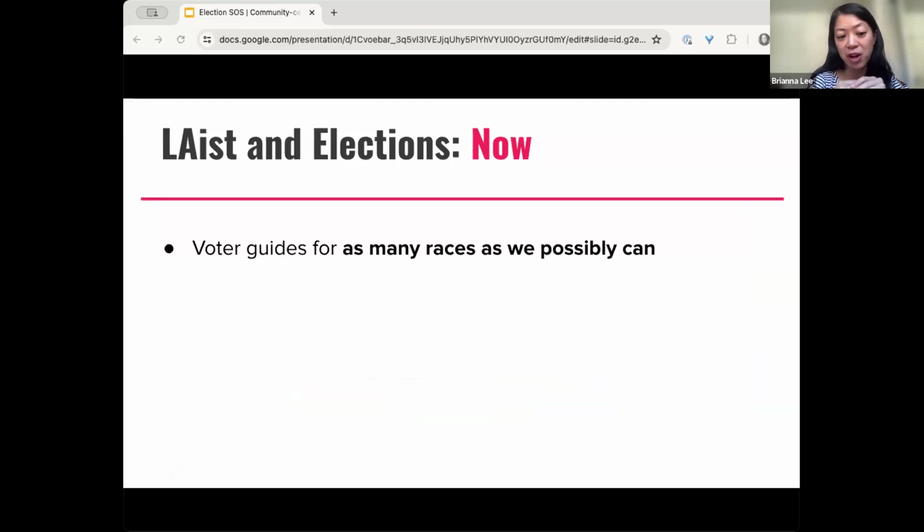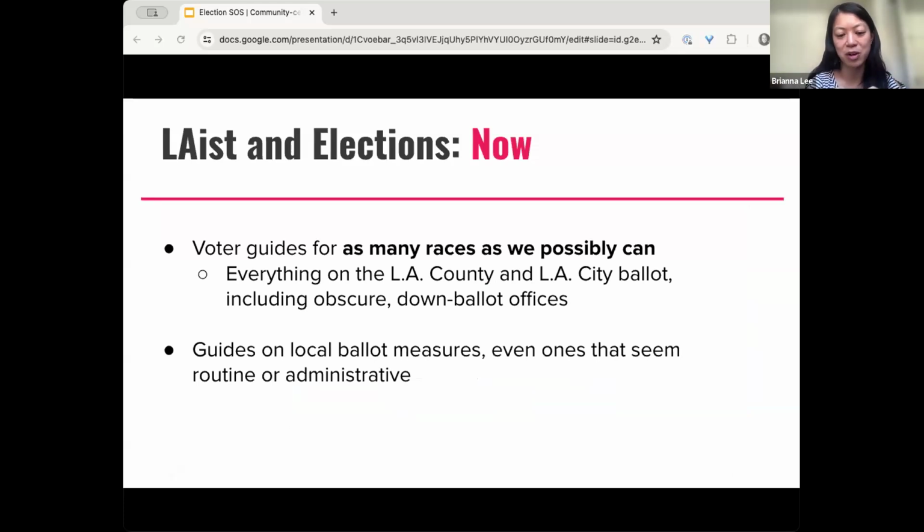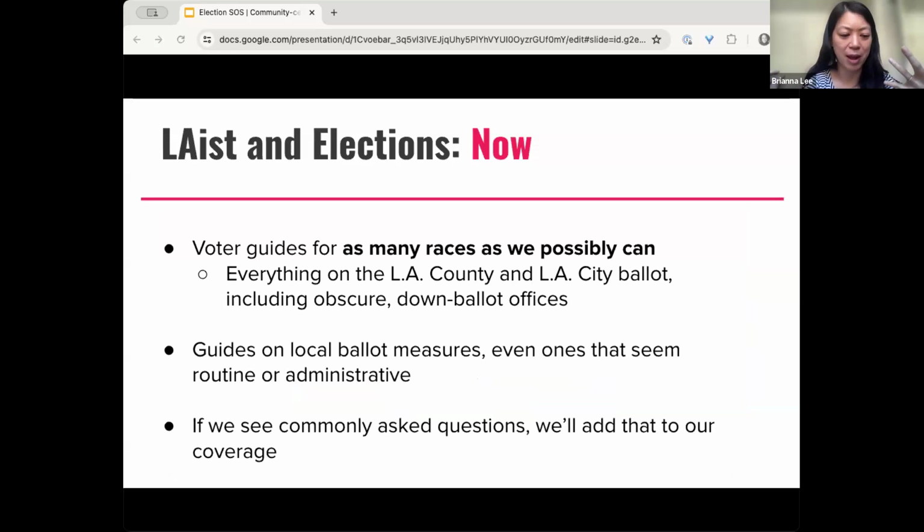Now we produce voter guides for as many races as we possibly can. It doesn't matter if people deem it important or not. At a minimum, it means every single race that will appear on the larger LA County ballot and the LA City ballot, including those very obscure down ballot ones nobody's talking about. And we do guides on local ballot measures, even the ones that seem like they're just formalities, and a lot of them are. They might seem administrative and nobody's really fighting over them. And if we see commonly asked questions, we will add that to our coverage as well, because that helps inform the direction of what we're talking about and what people are wondering about.